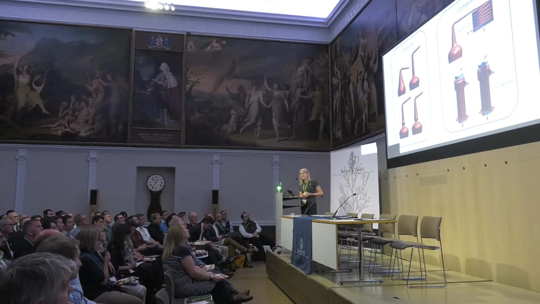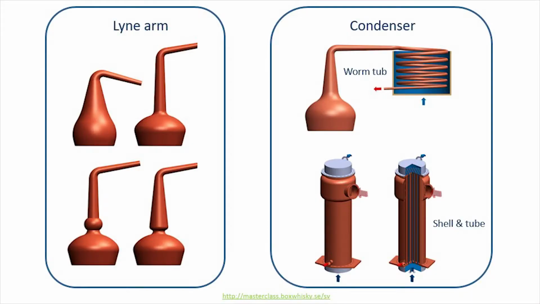For condensers, there's 2 main types of condensers, worm tub and shell and tube. So apart from my small lab still, I hadn't actually seen a worm tub condenser in a production facility until I went up to Craigellachie in Speyside. The worm tubs are on the roof of the distillery, and it was a freezing cold day when I was up there. There's steam coming off them. They look like hot tubs. They're amazing, but they wouldn't let me get in.